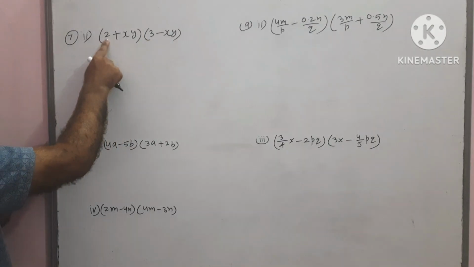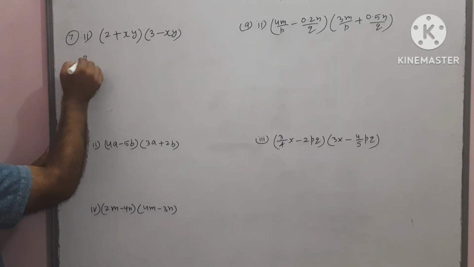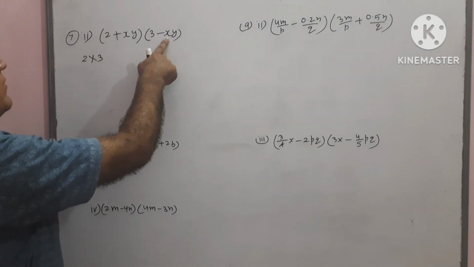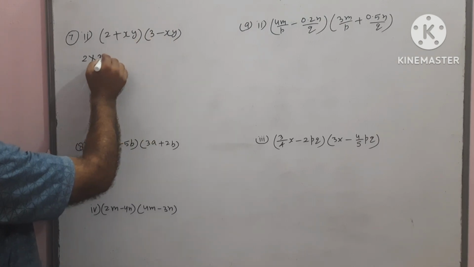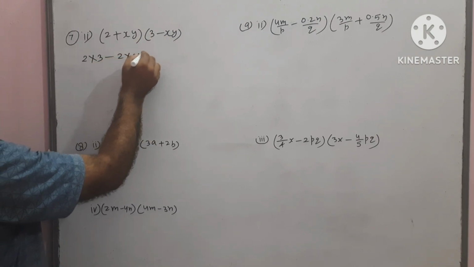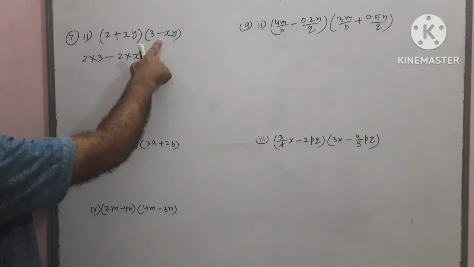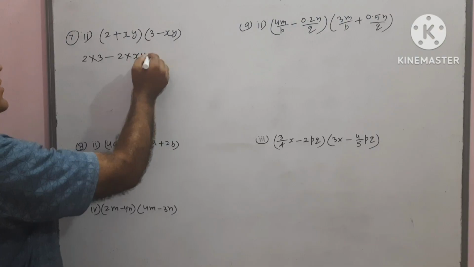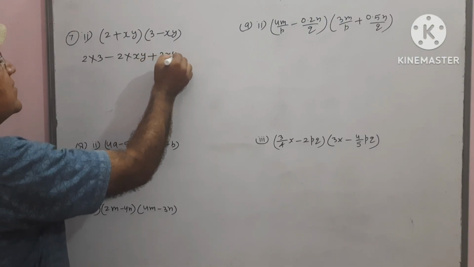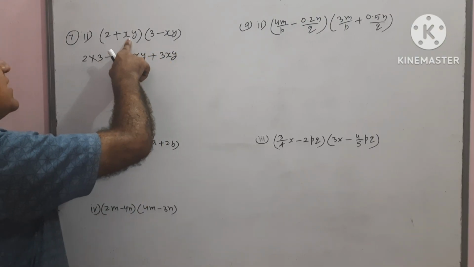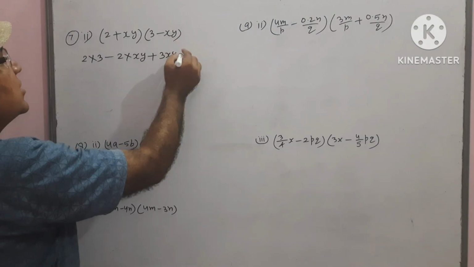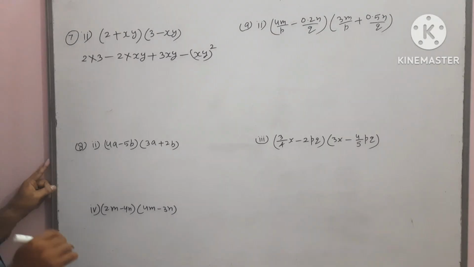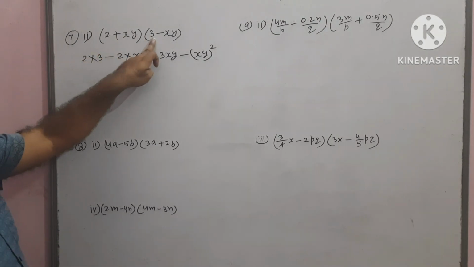That means first 2 is multiplied with this 3. So we will write 2 into 3. Then 2 is multiplied with minus xy. So we will write here minus 2 into xy, because plus into minus becomes minus. Then plus xy is multiplied with 3. So we can write plus 3xy. And then plus xy is multiplied with minus xy. Then it becomes minus xy whole square. Is this understood?